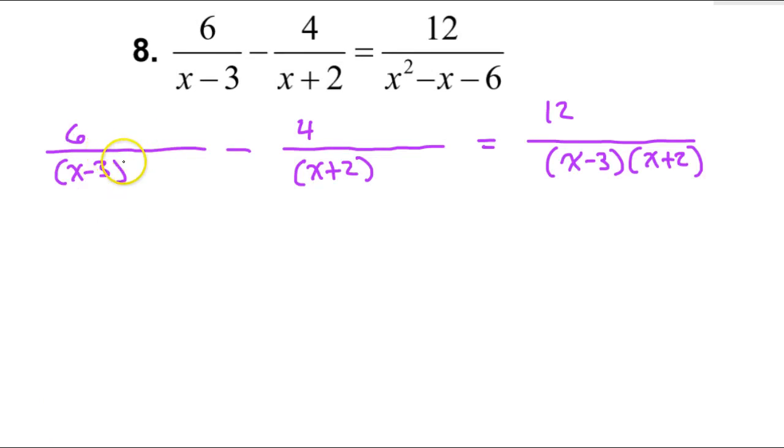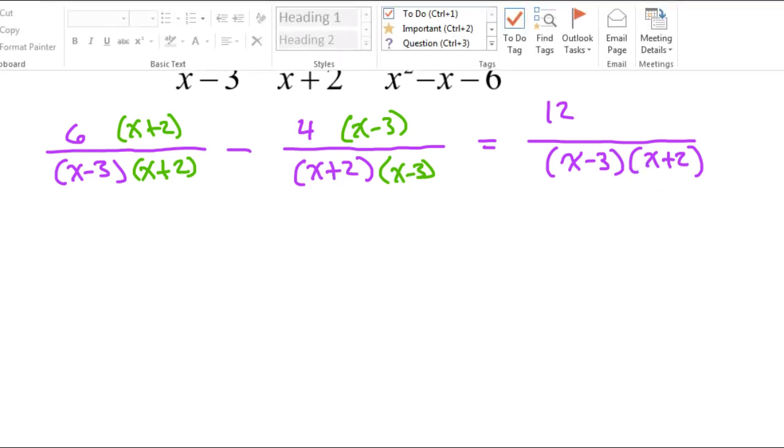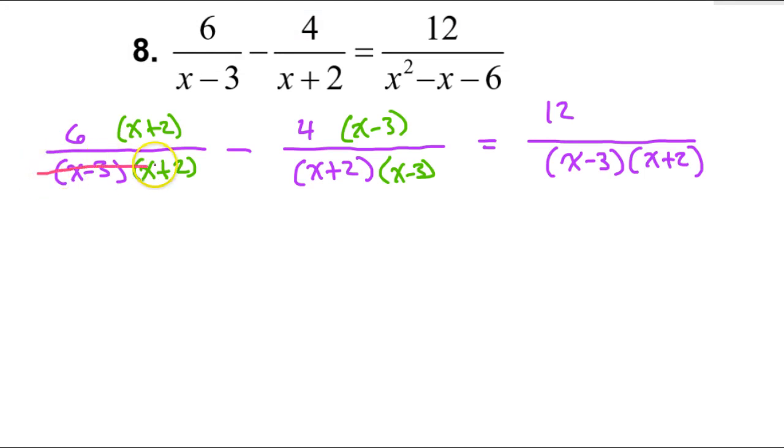Looking at the first fraction, I see the next denominator over has an x plus 2 in there, so I'm going to need an x plus 2. All right, have to put it in the numerator and the denominator. Since the first fraction has an x minus 3, the second fraction is going to need an x minus 3 in the numerator and the denominator. The third fraction has both the x minus 3 and the x plus 2, so it doesn't need anything. Once you have all three denominators the same, you can cancel out those denominators.